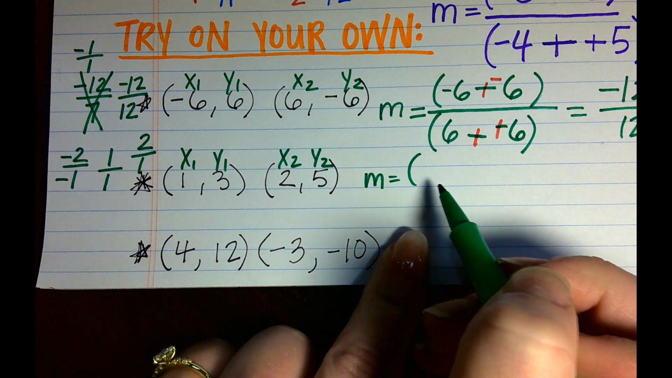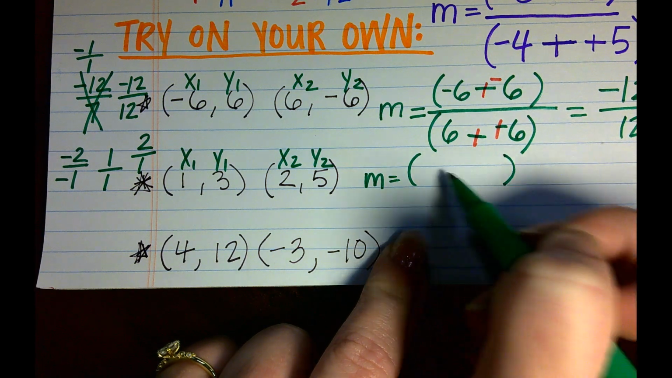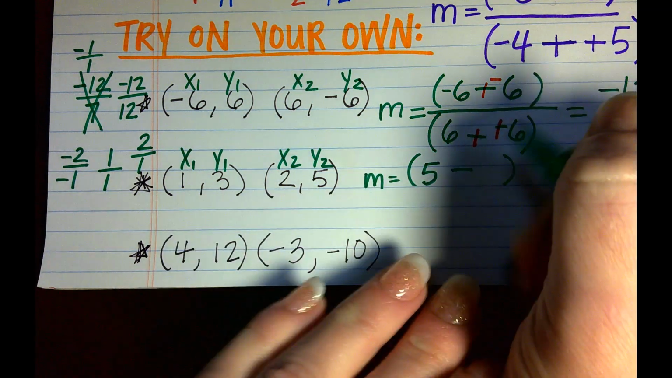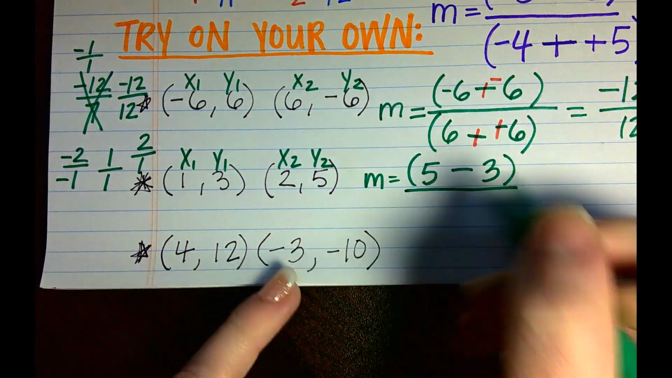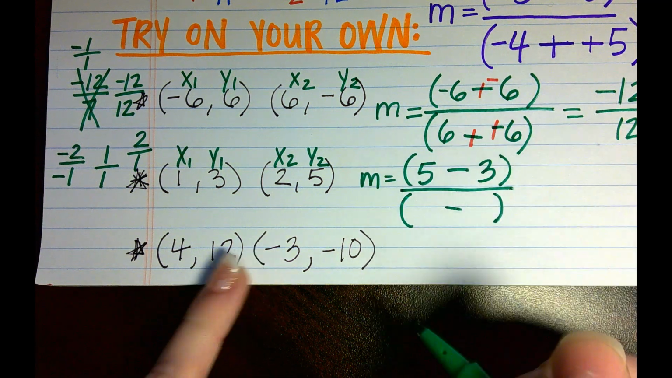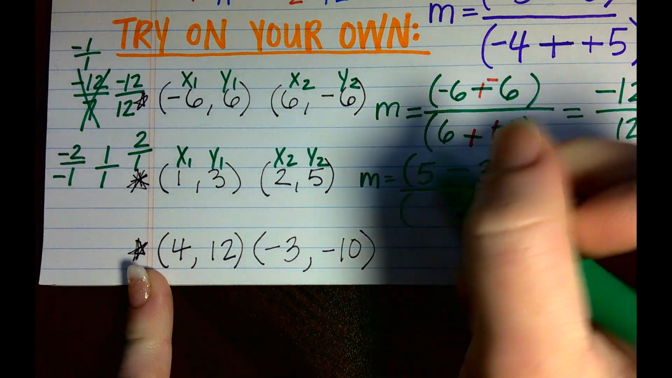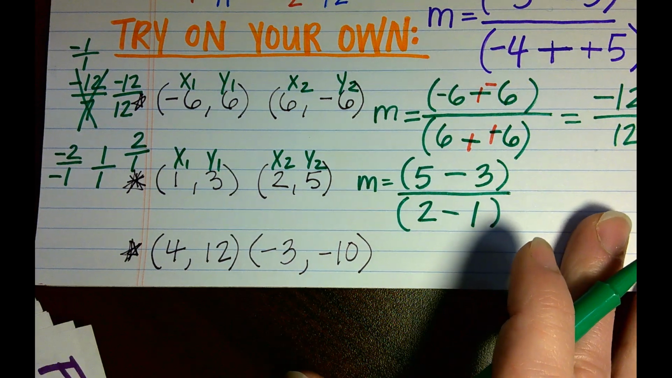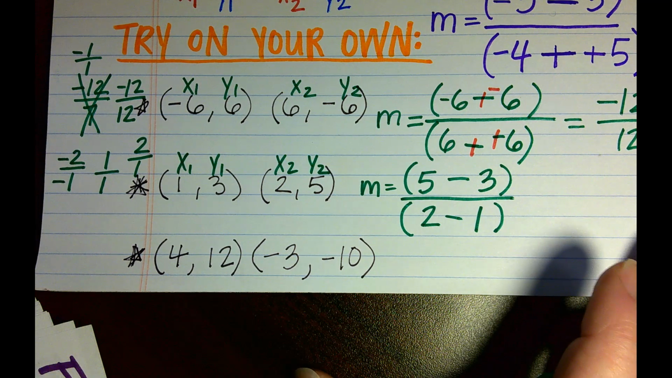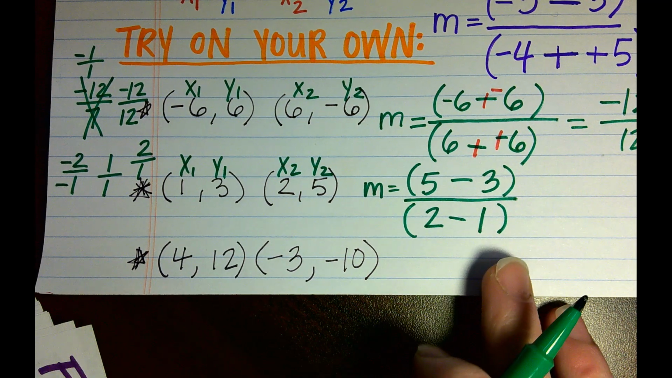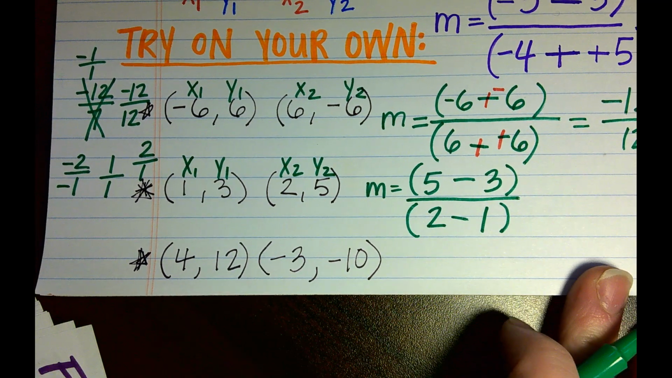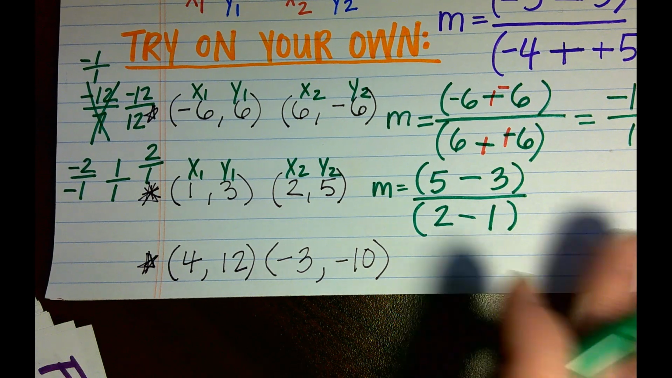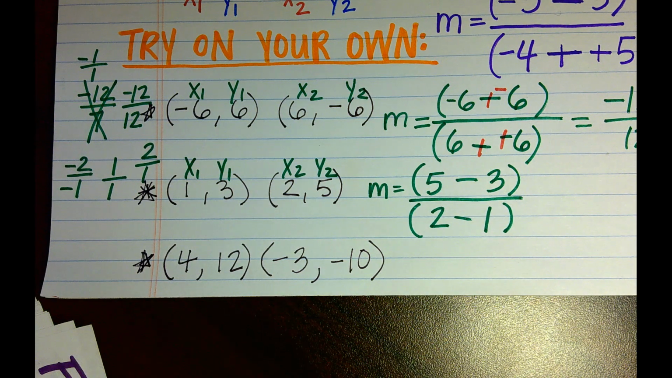So what goes first? 5, that's my y2 minus 3. Good. And now I need x2 minus x1. So 2 and 1. Good. I hear somebody having a moment. What did you discover? Did somebody just discover they messed something up? Like the -2, -1, wouldn't that change it to a positive? Yes, it would. Okay, so that's still right. That's good. It just wouldn't be considered simplified.